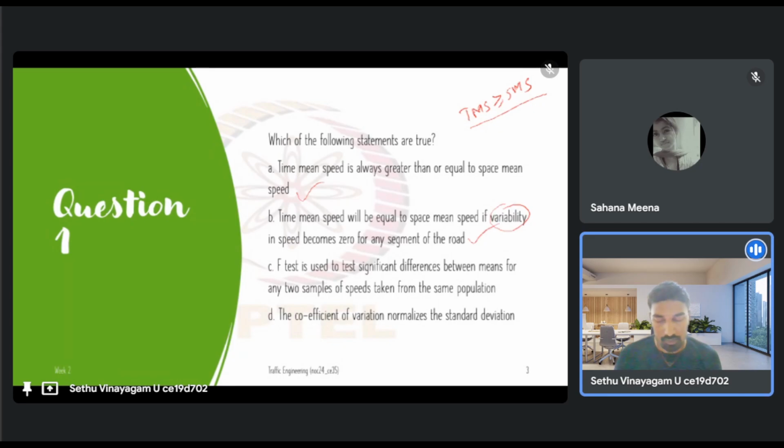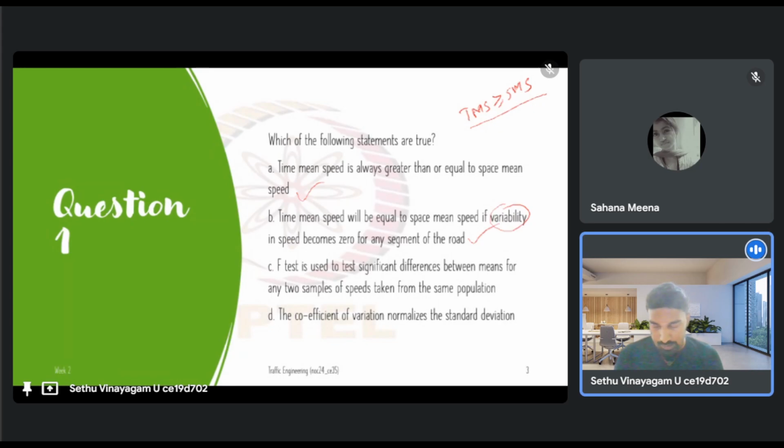So why? When we are looking at the space mean speed, we are looking at all the vehicles in a particular stretch of the road, right? So which means all the slower moving vehicles will be considered. But when we are looking at time mean speed, we are looking at a particular point of this road. So which means that even though there are more slower moving vehicles, we'll not be considering all of these in our time mean speed. So that's why SMS will always be lesser than, or in the worst case equal to, the time mean speed.